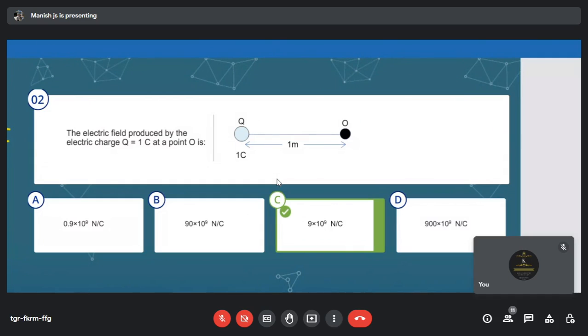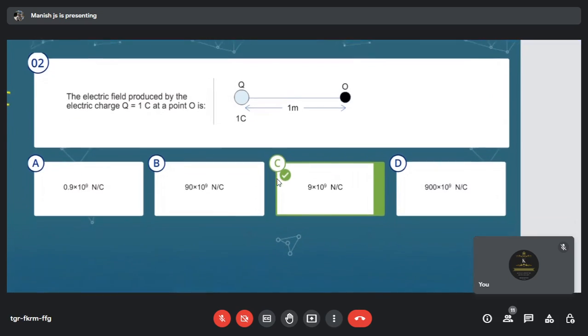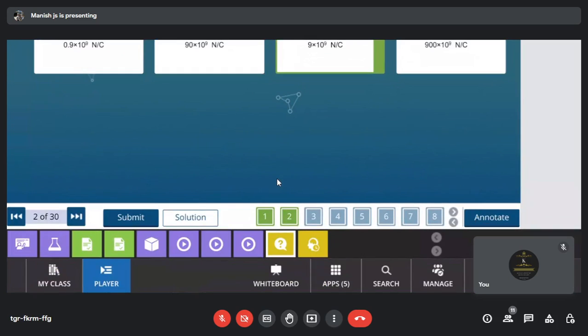This was quite easy. So this is again based on the concept. So we have learned what is the relation between electric field and the electric forces.